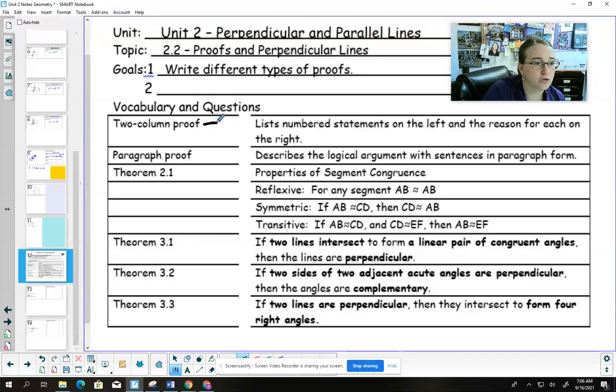So what we're going to do is make a 2-column proof. We're really not going to be focusing on paragraph proofs since we're going to be doing everything online. A 2-column proof has the statement on one side and the reason for that statement on the other. I will say this thing is true, and then this is the why. So we have some theorems that we can use as we do proofs.